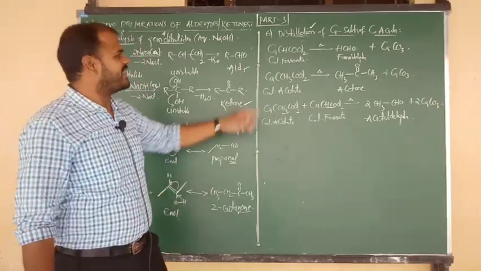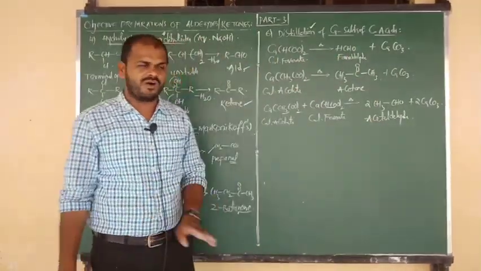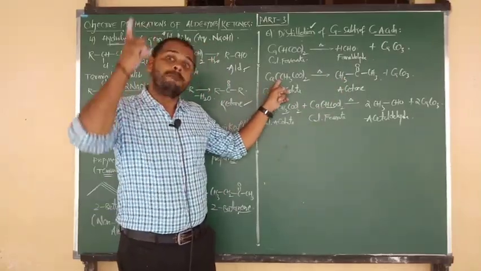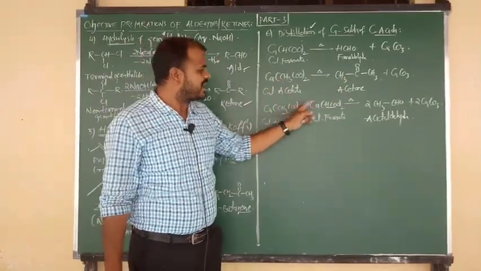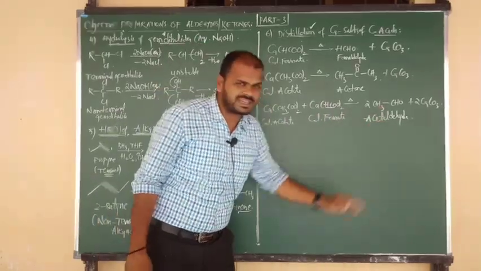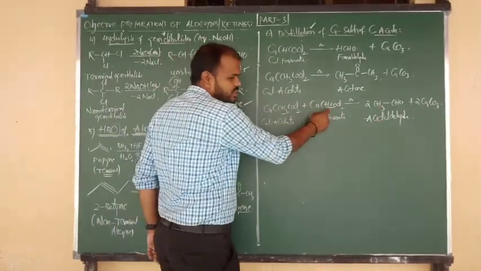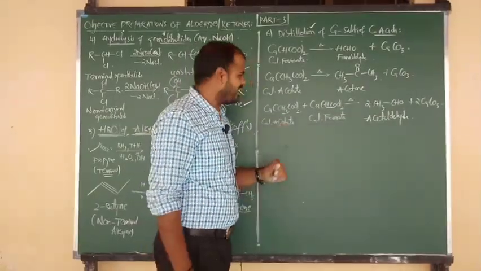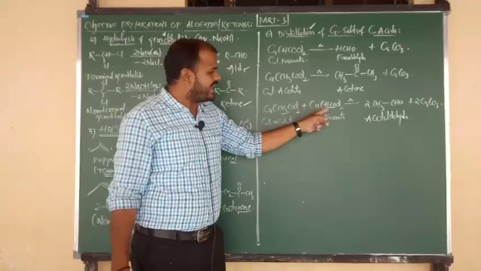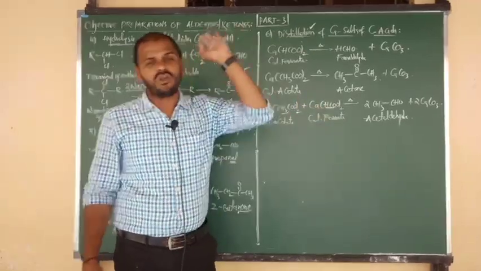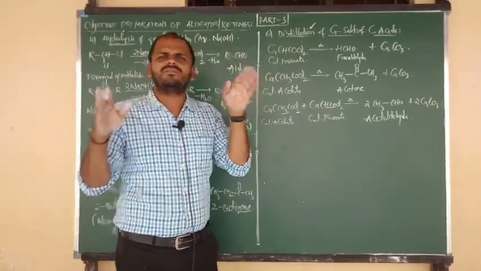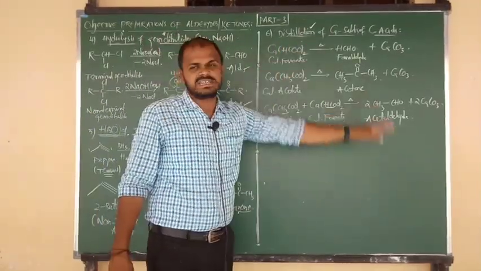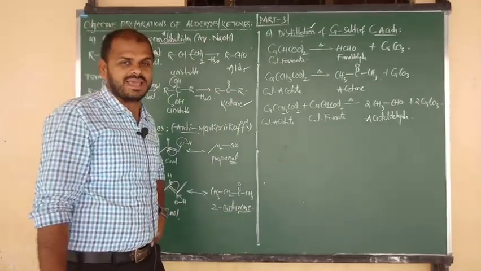Understood? Once again, calcium formate upon distillation gives formaldehyde, calcium acetate gives acetone, calcium benzoate gives benzophenone, and calcium acetate and calcium formate, this mixture gives acetaldehyde. So CH3 and CHO. If in place of CH3 you write benzene, you can get benzaldehyde. Suppose here is benzene and here is CH3, you will get acetophenone. Like that, all types of aliphatic and aromatic aldehydes and ketones we can prepare by using this distillation of calcium salts of carboxylic acids.